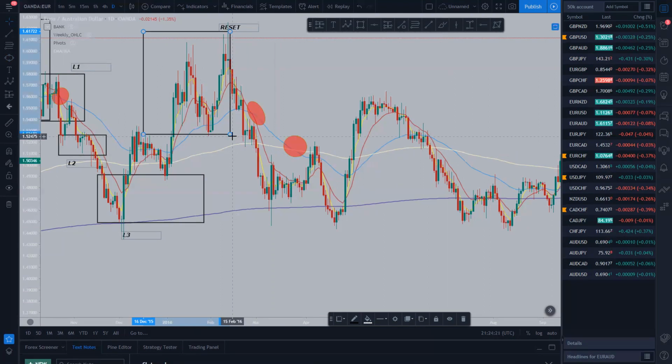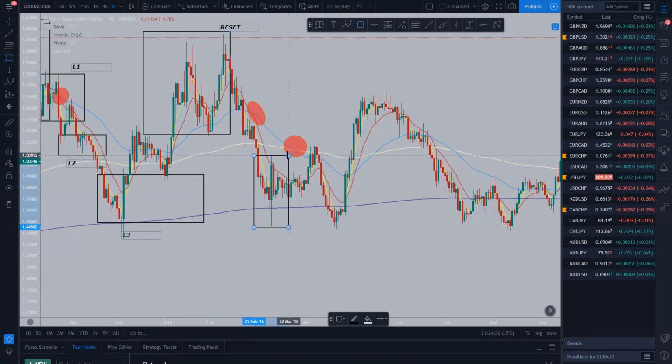So where is the lowest point level 1 reaches? Where am I going to draw my box? When it goes back up above the 13. Yeah. So right here? So this is where your level 1 consolidation begins?